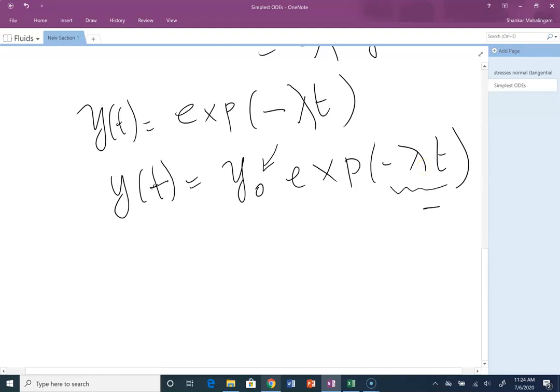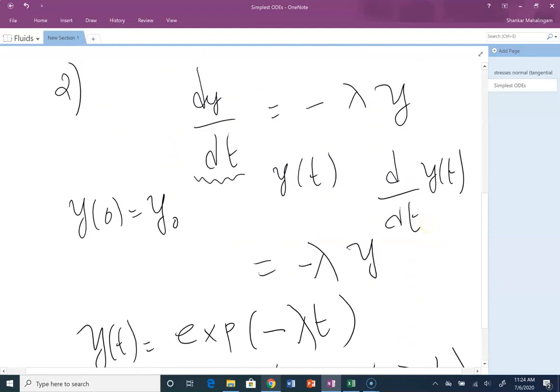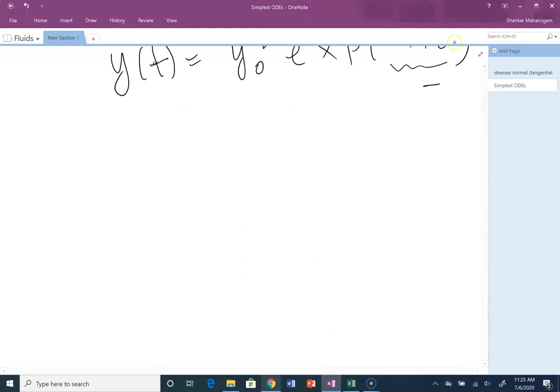All right, so this is the general form of the solution for the second type of differential equation, dy/dt equals minus lambda y. So let's summarize.